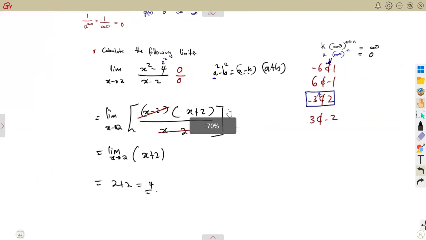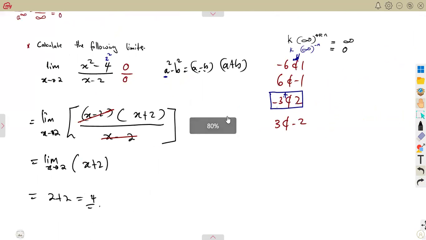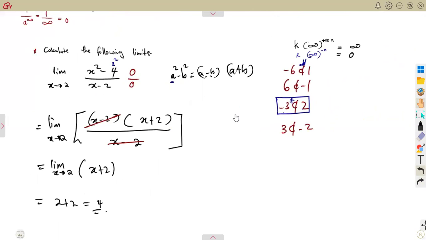That is what we're going to have at the end. You were going to obtain what? You were going to obtain a 4. So the simplifications are very, very important to be considered.